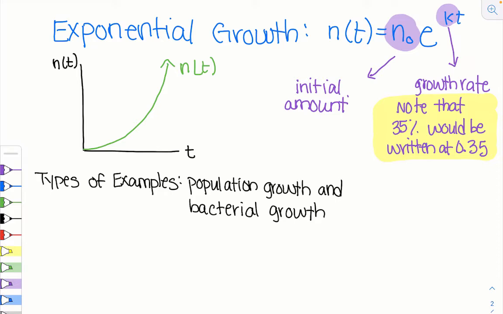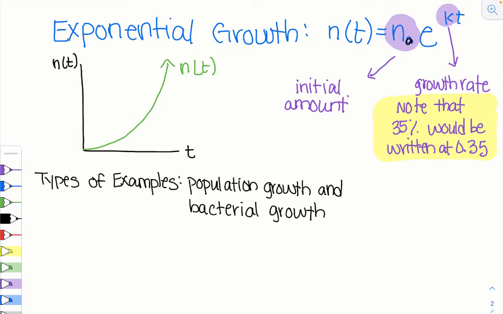Whenever we have that little 0 there, it's referring to an initial value. Then e to the kt. So k is our growth rate and t is the time, whatever time we're dealing with. One thing to keep in mind for the k value is that the percentage would be converted to the decimal. So if we were talking about a 35% growth, we would write that as a k value of 0.35.